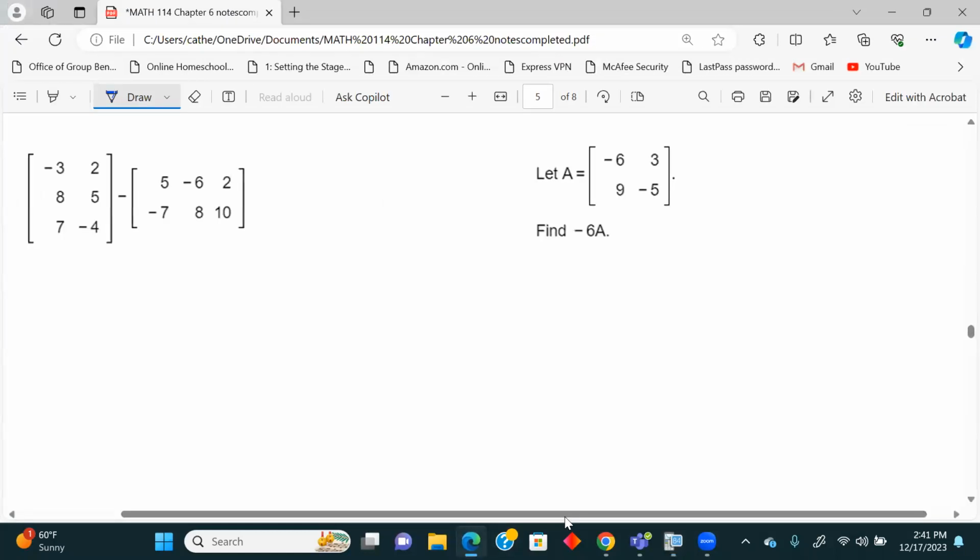All right, this next one actually you could probably do by hand. It's -6 times all of this. So -6 times -6 is a positive 36. -6 times positive 3, negative 18. -6 times 9 is going to be negative 54. And then -6 times -5 is going to be a positive 30. And that -6 is called a scalar. You're just going to multiply everything inside the matrix by that scalar, that number that's in front of the A.